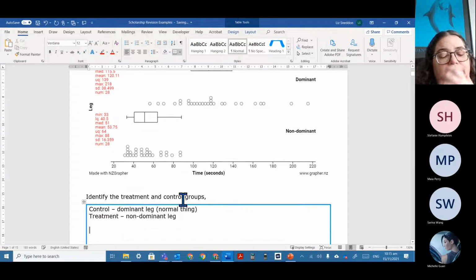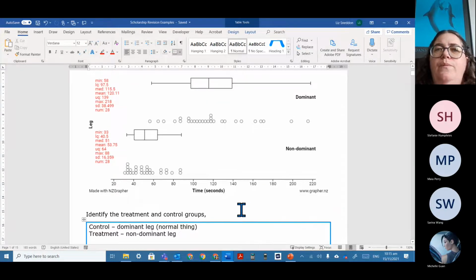So what I also want to think about is, what are we testing the effect of? What is the cause and effect that we have going on here? Think about what we're measuring. On the axis there, we're talking about the time they can stand on that leg, which is how many seconds they can stand on that particular leg for. So what is it that we would be testing for? Any ideas?